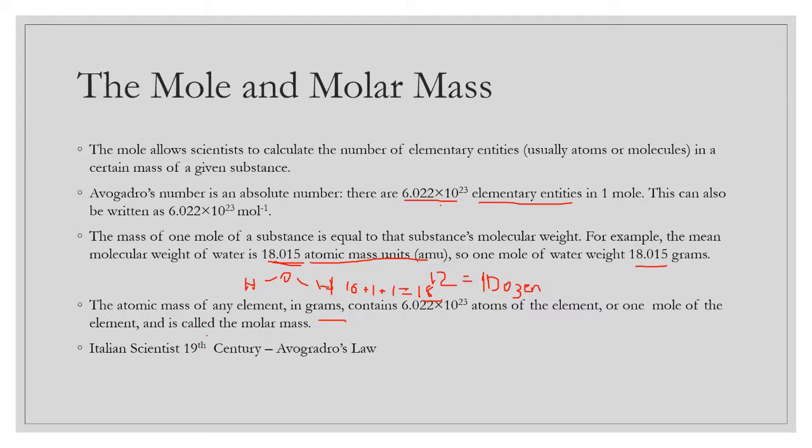So you can completely avoid 6.022 into 10 to the power of 23, and you can just stick to the atomic weight of the element. You consider the atomic mass units, and you give the weight of the element. That means the water molecule, its weight and its atomic mass. The atomic mass of any element in grams contains 6.022 into 10 to the power of 23 atoms of the element, or 1 mole of the element, and is called molar mass. This is given by Avogadro, an Italian scientist from the 19th century.